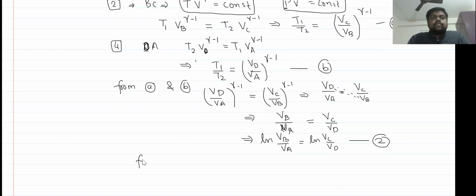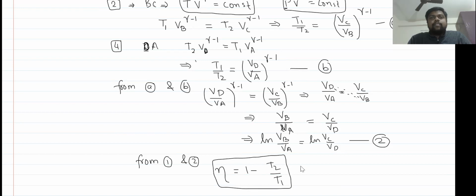So from first and second, we can write the efficiency as 1 minus T2 by T1. This is the final result which we have to derive. Finally we got the efficiency of the Carnot cycle as 1 minus T2 by T1, where T2 is the temperature of the sink and T1 is the temperature of the source.